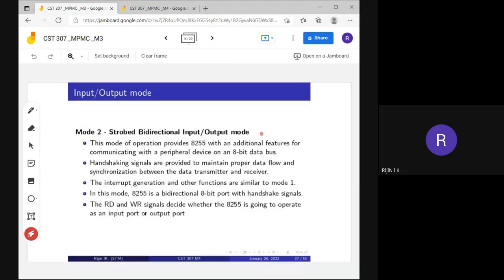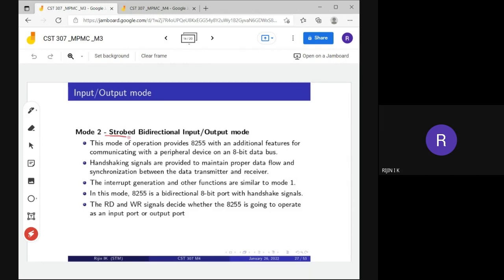Bidirectional means it can act as input mode and output mode, whereas in mode 0 and mode 1, at a time it can act as either an input mode or an output mode. Now we can see what the things are in mode 2.